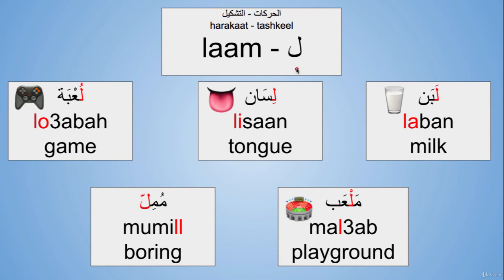The next letter is lam, and with fatha it sounds as la, la, like the word laban, laban, or milk in Arabic. With kasra it sounds as li, li, like the word lisan, lisan, which means tongue in Arabic. And with dhamma it sounds as lu, lu, like the word lu'ba, lu'ba, which means game or toy in Arabic. And with sukoon you can find in a word like mal'ab, mal'ab, which means playground or kind of a stadium. And with shadda you can find in a word like mumil, mumil, which means boring.